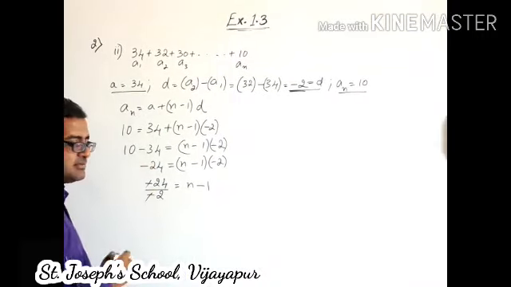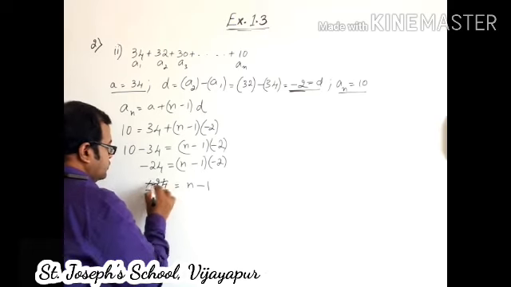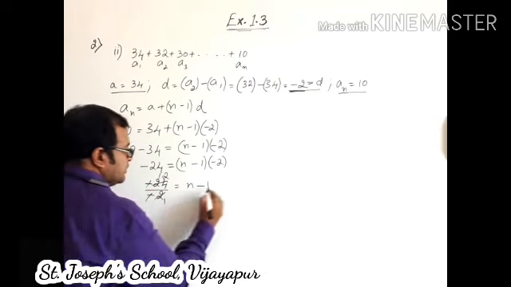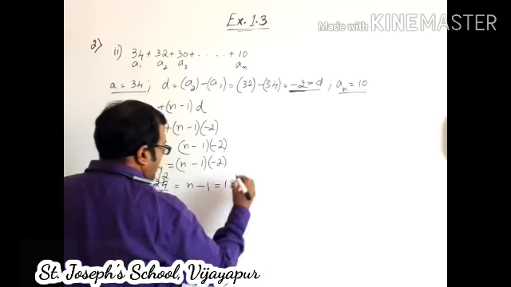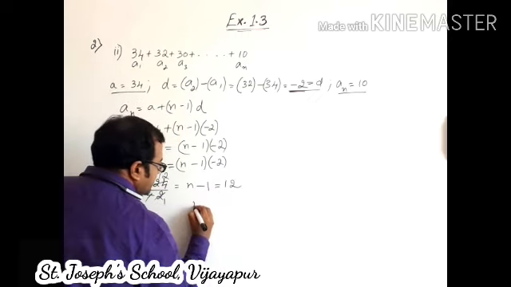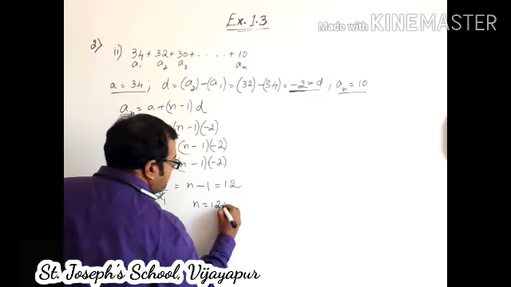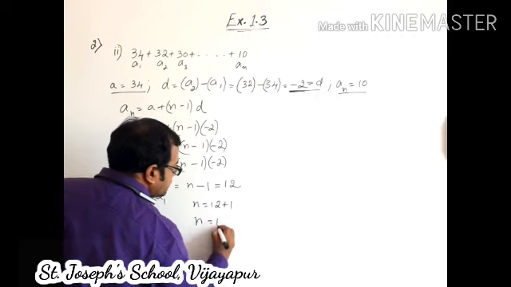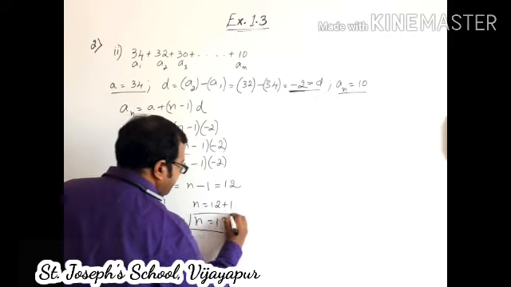Minus cancels. 2 1s are 2, 2 12s are 24. So N minus 1 is how much? 12. Minus 1 goes to the other side, becomes N is equal to 12 plus 1. So N is equal to 13.